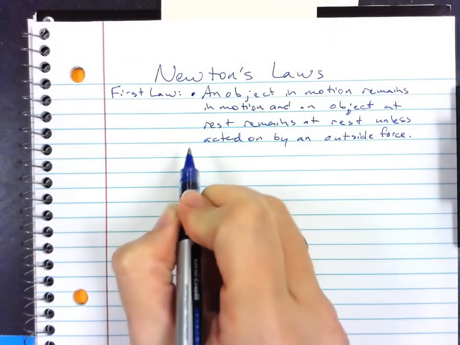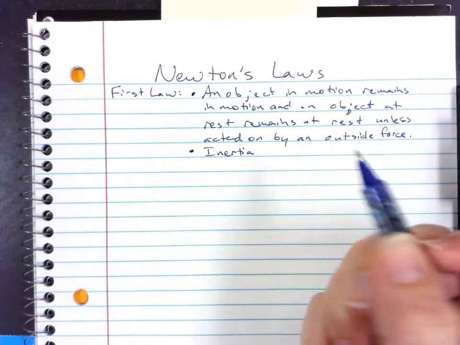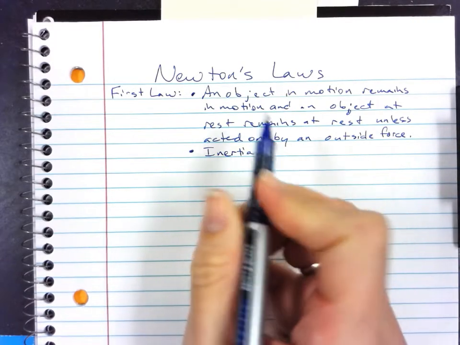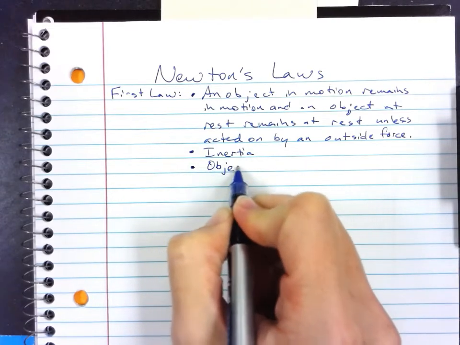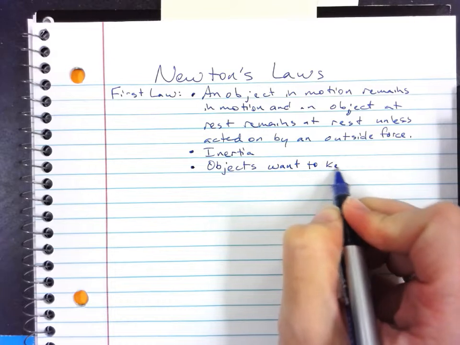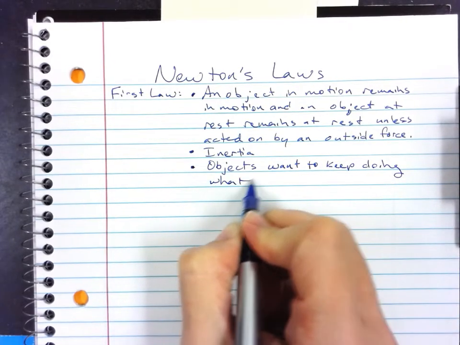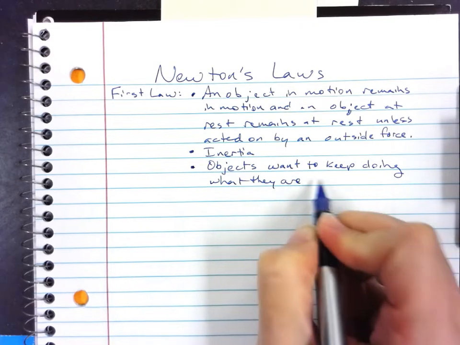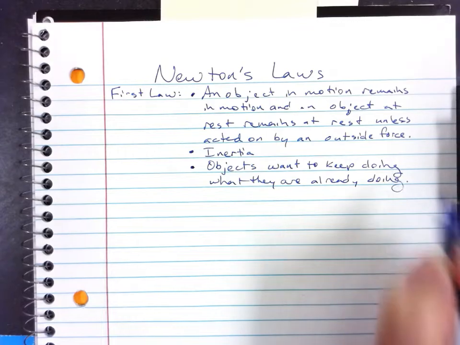The really short version, so these are all equivalent, is inertia. Objects have inertia. My favorite way, actually, of saying this is objects want to keep doing what they are already doing. Wish I could write faster.